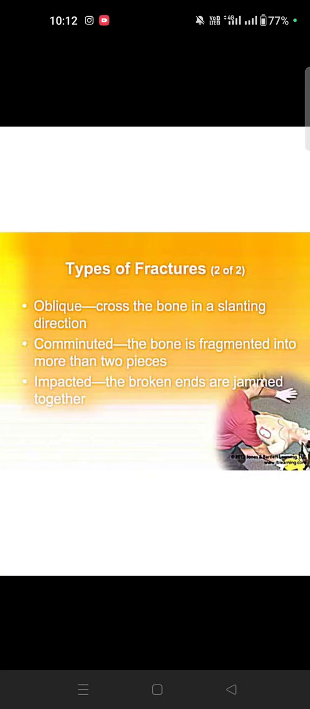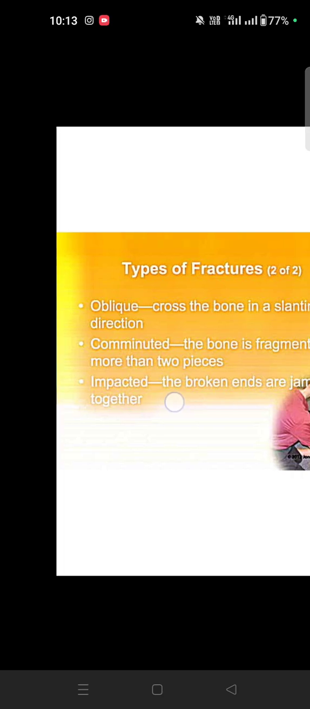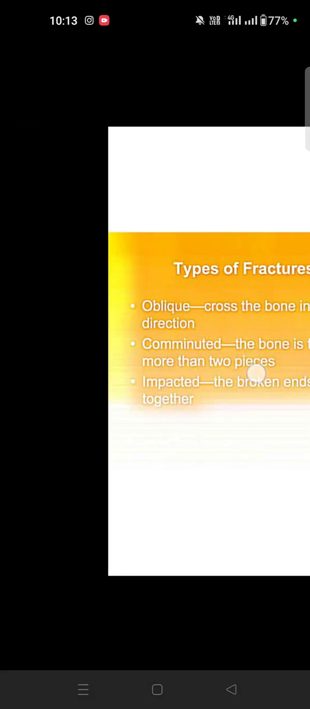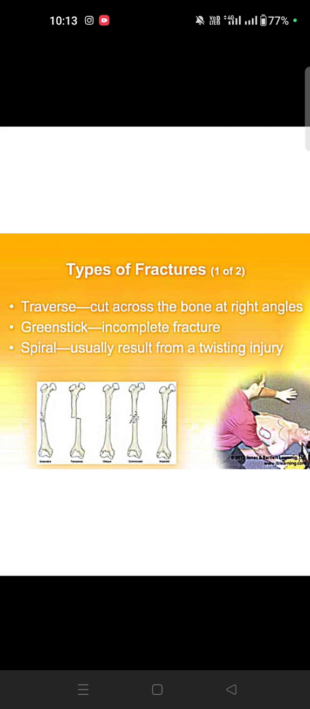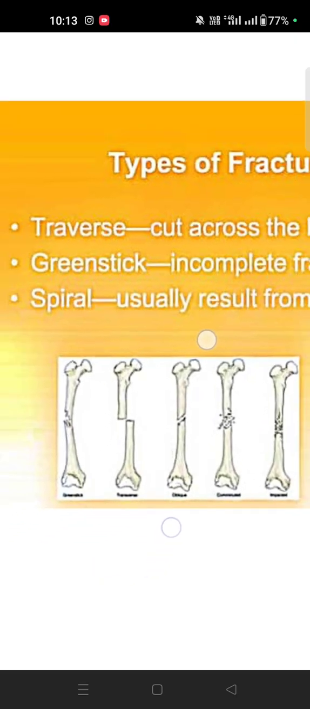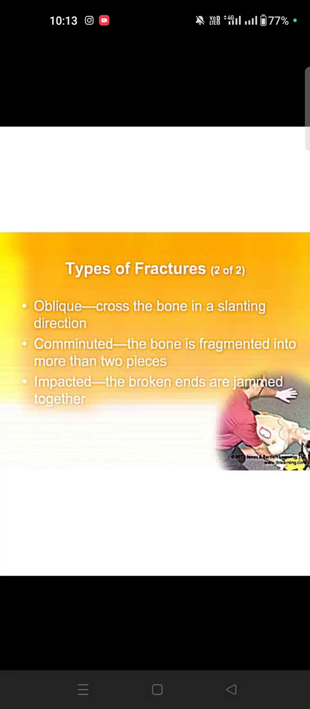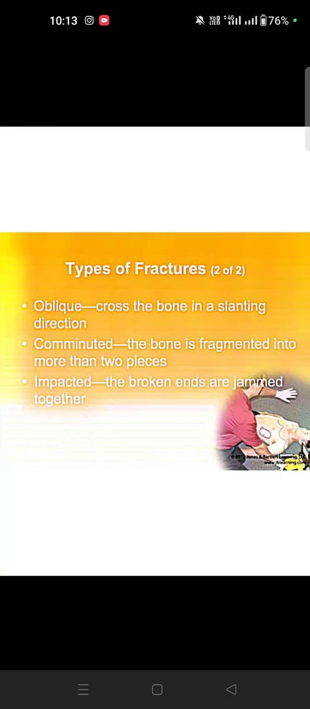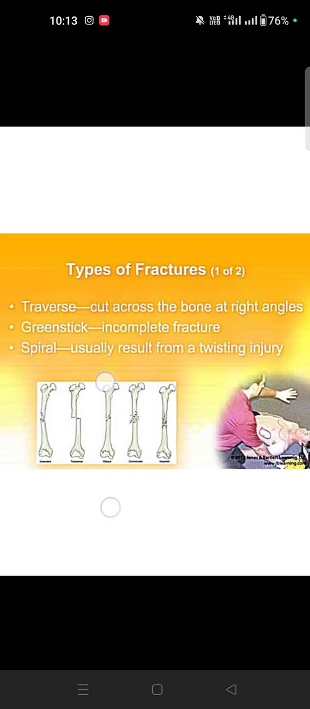Then the other types of fracture: oblique, comminuted and impacted. Oblique crosses the bone in a slanting direction. Comminuted means the bone is fragmented into more than two pieces. Impacted means the broken bone ends are driven into each other.